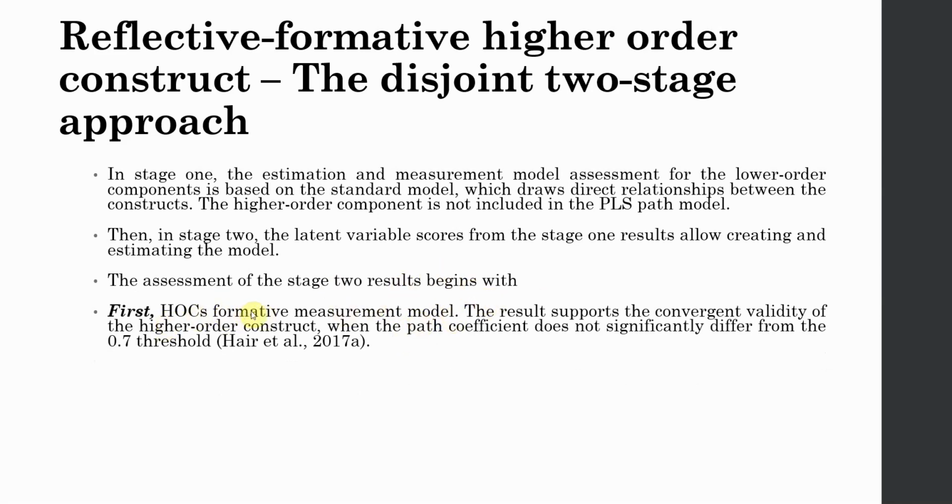First, HOCs or higher order constructs, formative measurement model. The results support the convergent validity. So the first step is assessing convergent validity. How do you assess convergent validity at a higher level for a reflective formative higher order construct? What you need to do is link your higher order formative construct with a global measure of that construct. Now, you cannot have a global measure after you have collected the data.